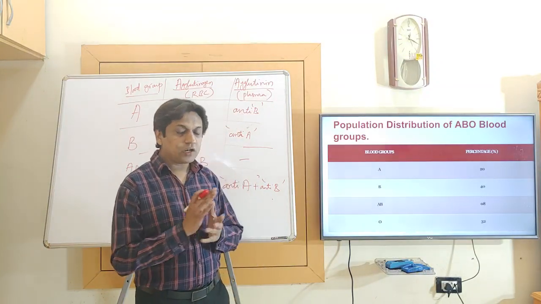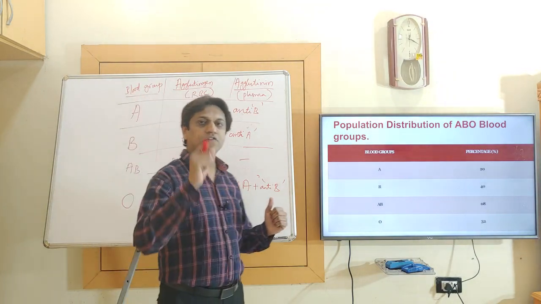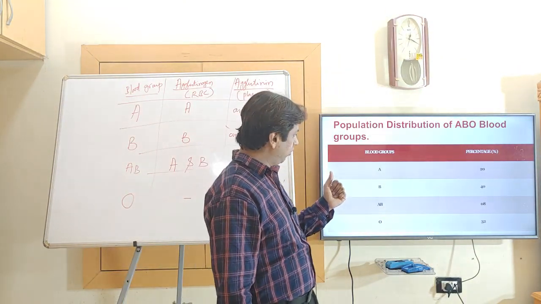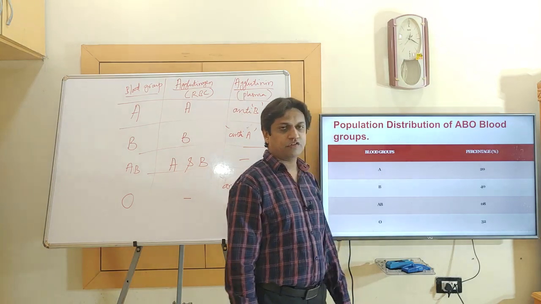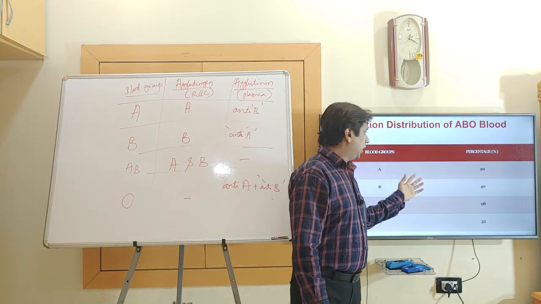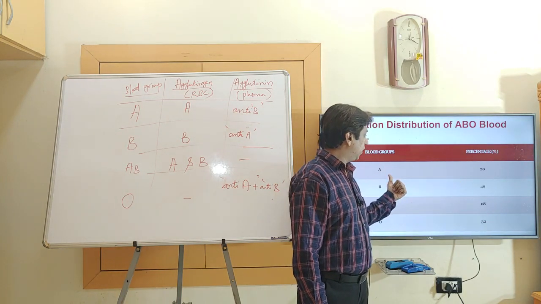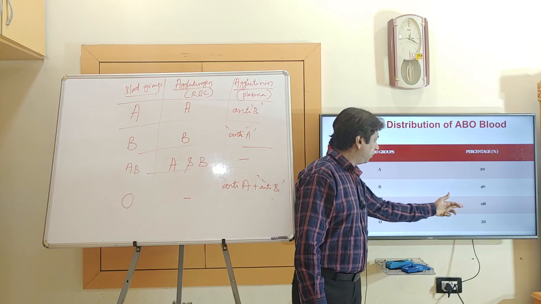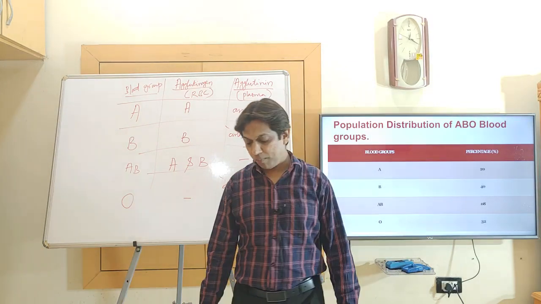So after knowing this basic concept of blood groups A and B, we'll discuss the genetics. Before that, have a look at the population distribution of the ABO blood grouping system. In context to India, around 20% are A blood group, 40% are B blood group, 8% are AB, and 32% are O blood group.